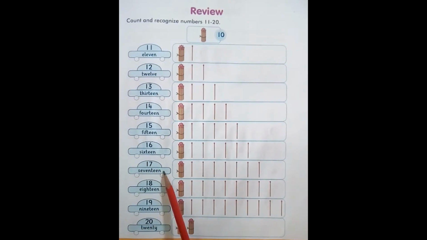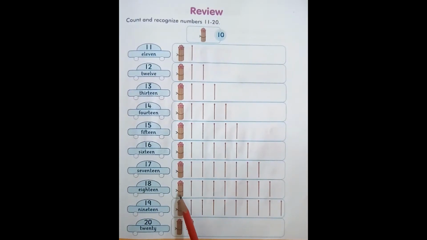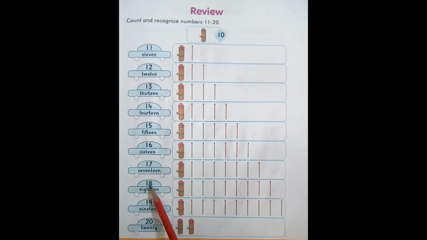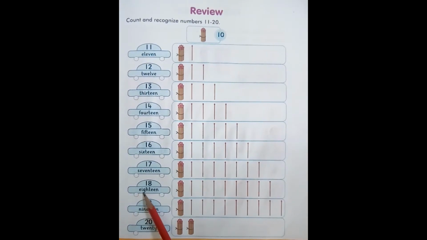S-E-V-E-N-T-E-E-N, 17. It is one bundle of 10 and 8 matchsticks. So this is 18. E-I-G-H-T-E-E-N, 18. It is one bundle of 10 and 9 matchsticks. So this is 19.